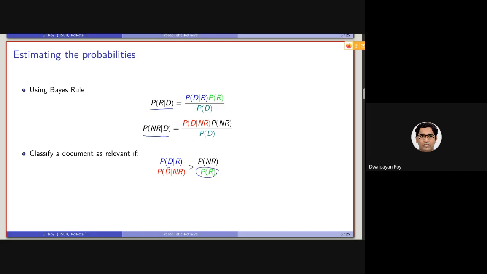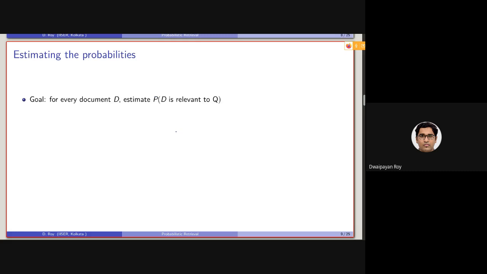Probability of relevance and probability of non-relevance can be considered as the prior probability of a document being relevant. Having a collection C containing, say, 1 million documents, we can simply consider them uniform. Considering them uniform, they cancel, basically 1 and 1. So it will be just: classify a document as relevant if probability of D given R is greater than probability of D given NR. Now the goal is, for every document, to estimate the probability that D is relevant to the given query Q.